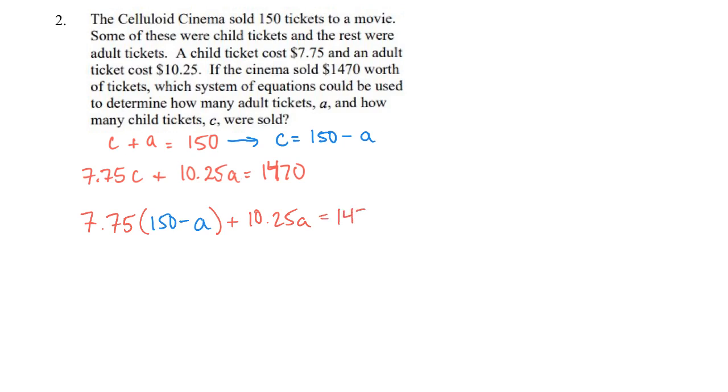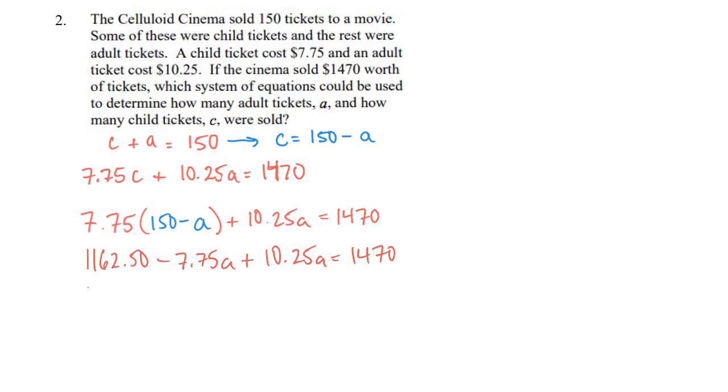plus 10.25A equals 1470. Now I'm just going to distribute this out. So 7.75 times 150 is 1,162.50 minus 7.75A plus 10.25A equals 1470. Now, I want to point out, if you happen to be looking at my PDF answer key, you'll notice that I actually solved for C first. That's just another way of doing the problem, and we're going to lead to the exact same place.